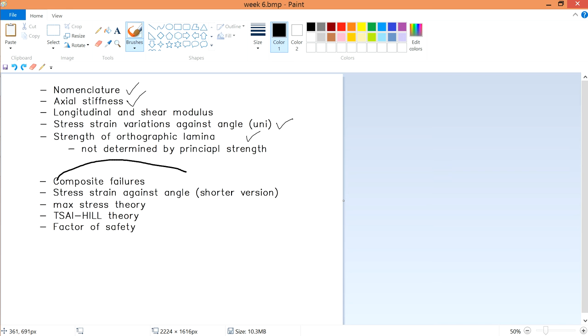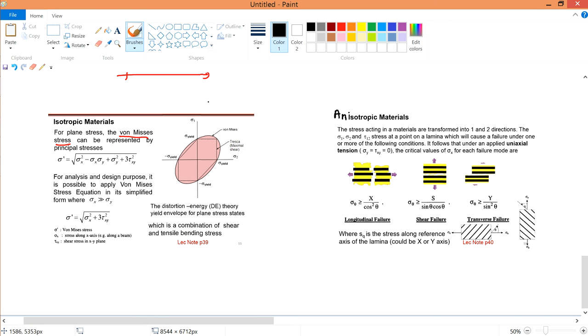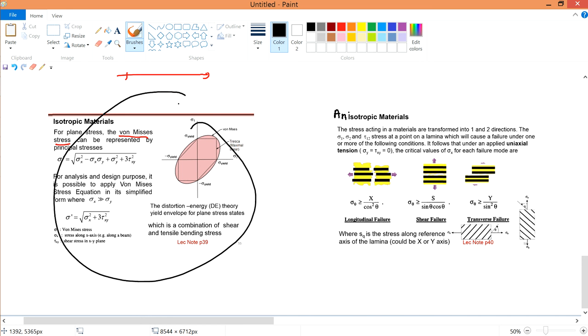Therefore, in this section we'll talk about the failure criteria and what are the equations to use in order to assess whether the composite will fail or not. Same thing, there are different methods of solving for isotropic materials and anisotropic materials. Therefore, let's talk about isotropic materials first.